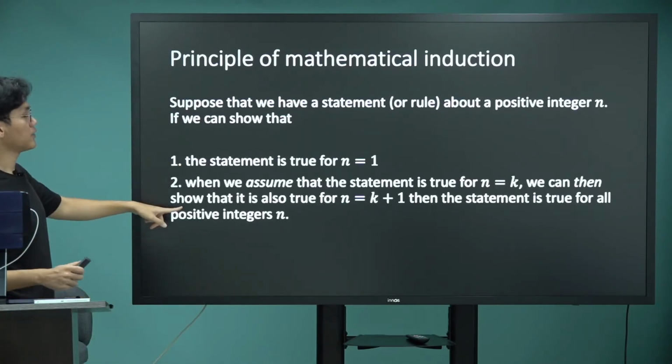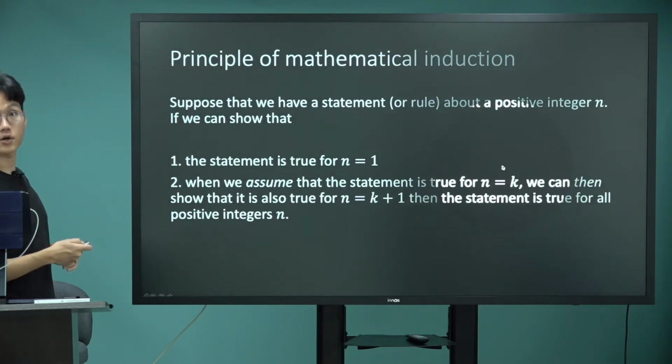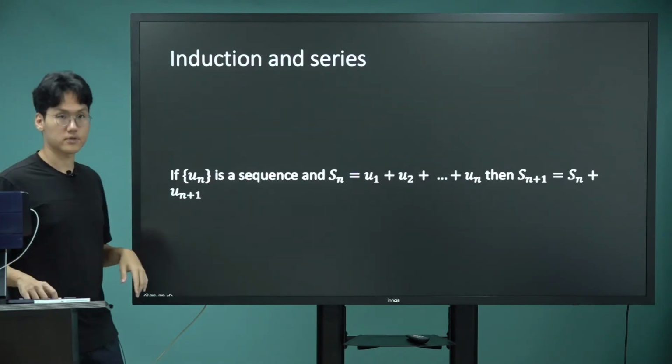Basic step. And here, assuming n equals k is true, again, is called the induction hypothesis. That implies the next one goes down, it's called the result to prove. So let us have a look at the following cases.